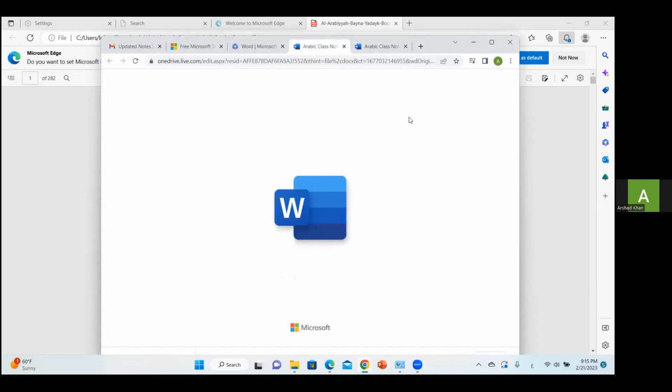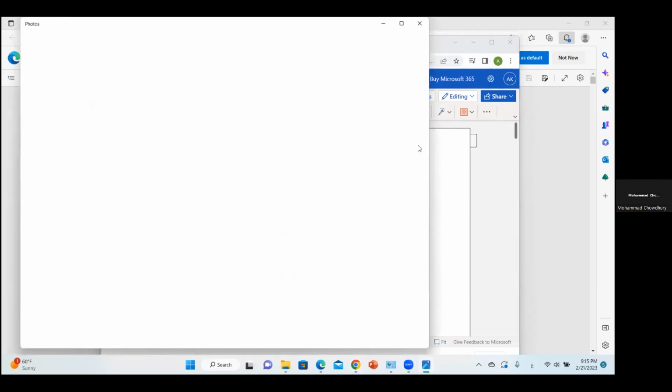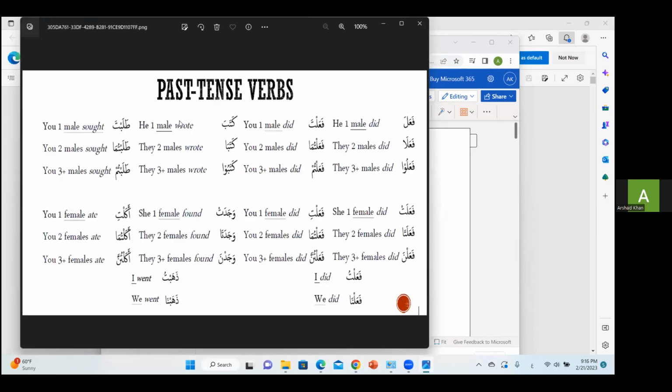Okay, this is the original file. Brother Arshad, I put a screenshot of that in the chat, so I don't know. Can you guys see my screen? Can you guys see this table? Yes, we see it.